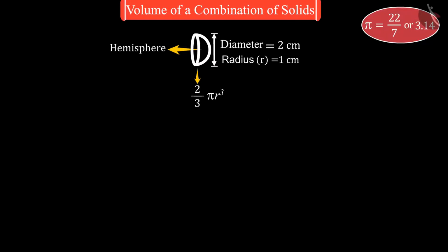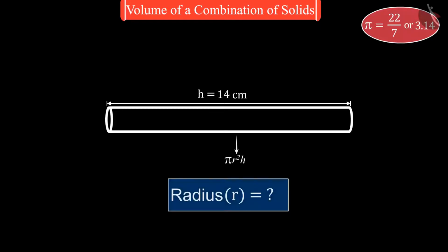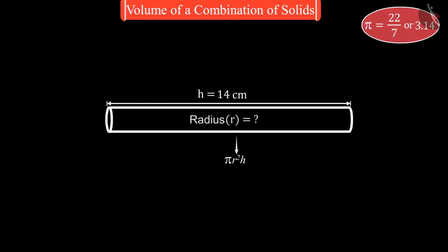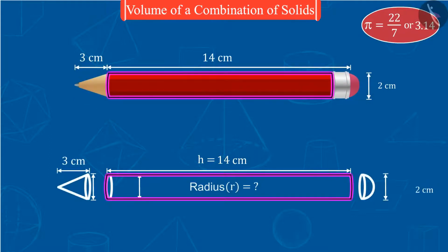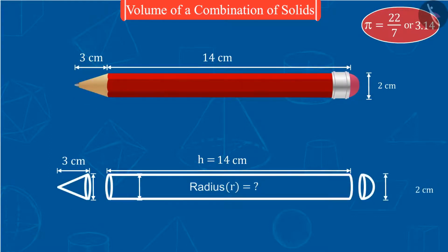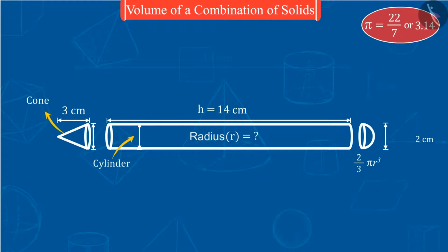Let's now find out the volume of this cylinder in the same manner. Here, the height of this cylinder is 14 centimeters. So, the value of h is equal to 14 centimeters. Can you tell what will be the radius of this cylinder? Here, you can see that the radius of these figures is same. That is, the radius of cylinder, cone, and hemisphere will be equal. And hence, the radius of all of these will be 1 centimeter.